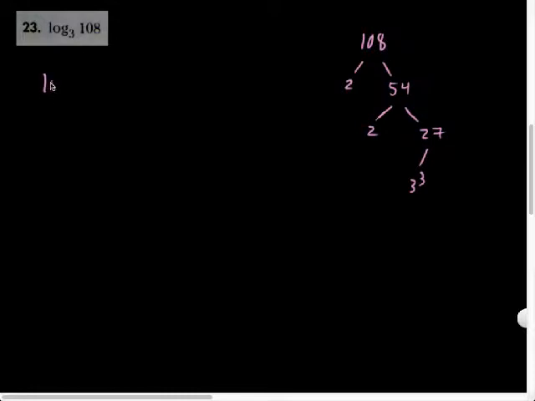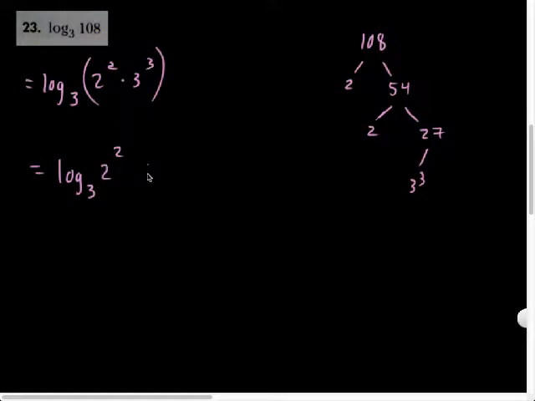So I could rewrite this as log base 3 of 2 squared, because there's 2, 2 right there, times 3 cubed, is what I could break that into. And now we know that the log of a product is equal to the sum of two logs. So that's log base 3 of 2 squared plus log base 3 of 3 cubed.